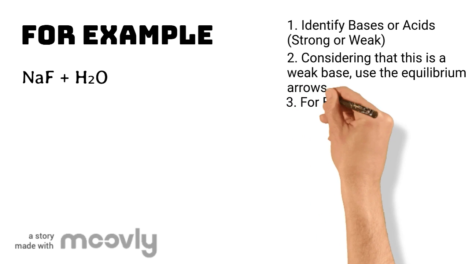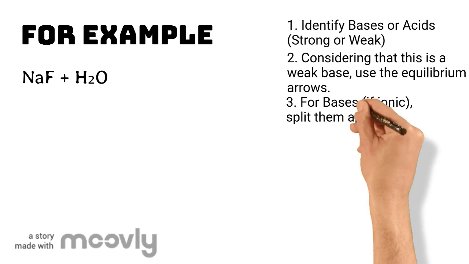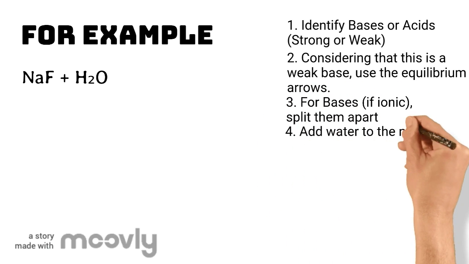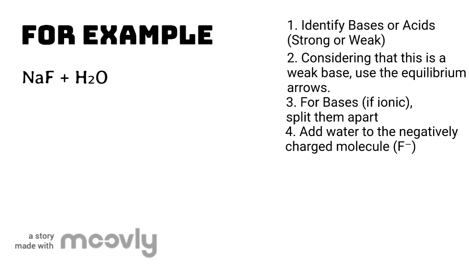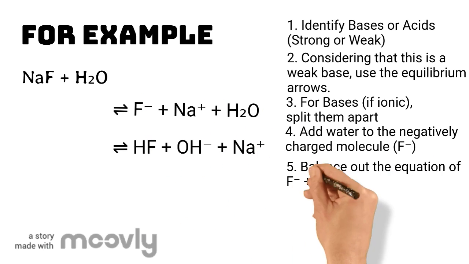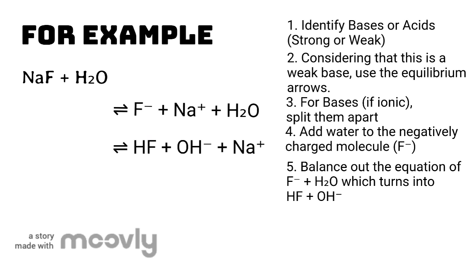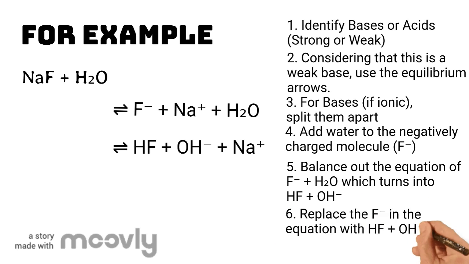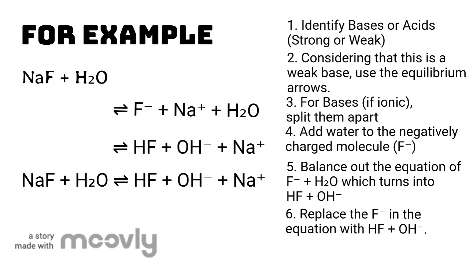Third step, for bases, if ionic, split them apart. Fourth step, add water to the negatively charged molecule, F minus. So the equilibrium is at F minus plus Na plus H2O. Fifth step, balance out the equation. F minus plus H2O turns into HF plus OH minus. Equilibrium is at HF plus OH minus plus Na plus. The sixth step is to replace the F minus in the equation with HF plus OH minus.